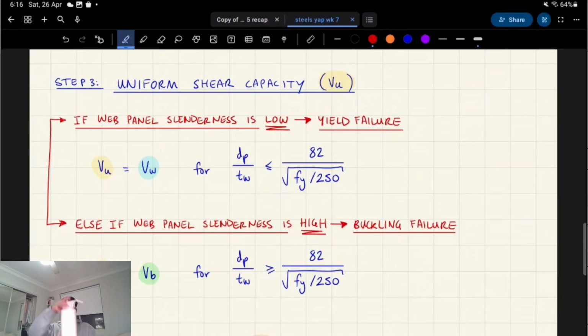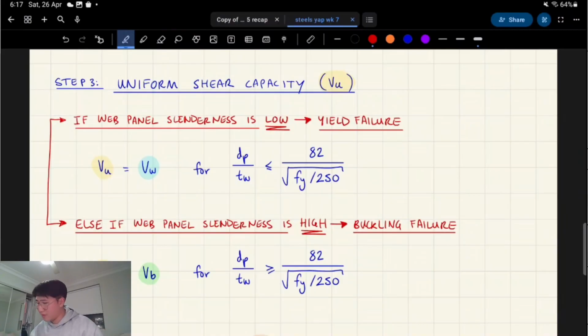Like compression. This drink bottle is gonna be quite compact. It's not gonna be very slender. If I were to crush it, it would do a yield failure. So maybe something a bit longer than this pen, where the ratio of its cross-sectional depth to its length is longer, right? So there's a chance that this could buckle. Realistically, something longer maybe, like a ruler or something.